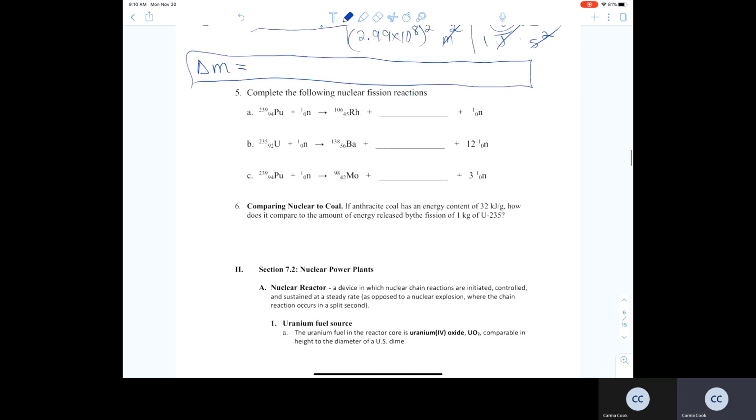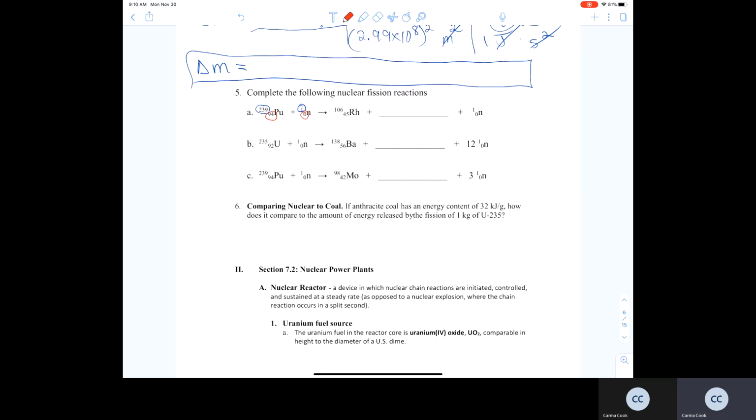Question 5 is completing the nuclear fission reactions and therefore filling in the blank for the missing product. So what is the missing product? For part A, we see that the sum of the superscripts on the left-hand side of the arrow is 240, 239 plus 1. And we also see that the sum of the subscripts, 94 and 0, is 94.